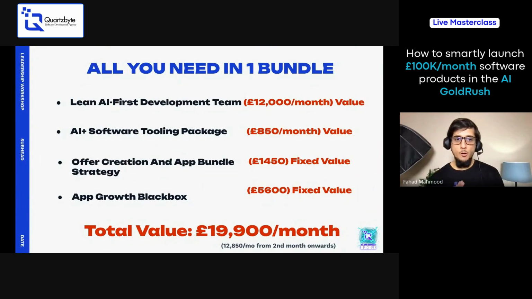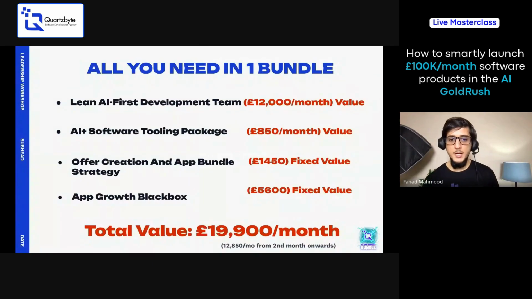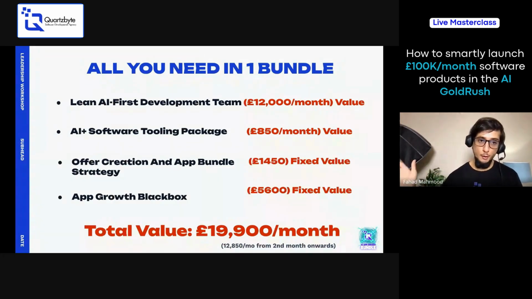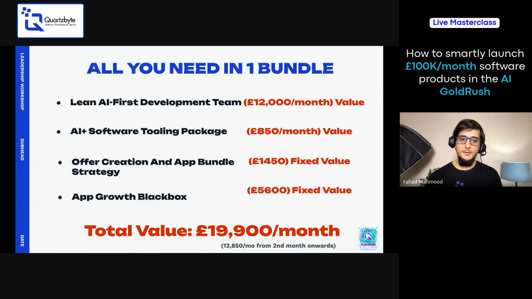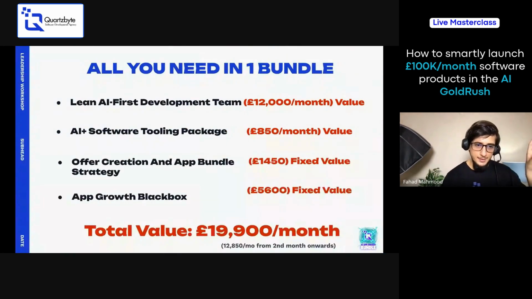So that means in all you need in one bundle, you're actually getting Lean AI First Development Team, which has £12,000 per month of value, AI Plus software tooling package, £850 per month of value, offer creation and app bundle strategy, which has a fixed value of £1,450, and App Growth Black Box, which has a fixed value of £5,600. So total value here is £19,900 per month for the first month, but for the second month, it is around £12,850 per month.